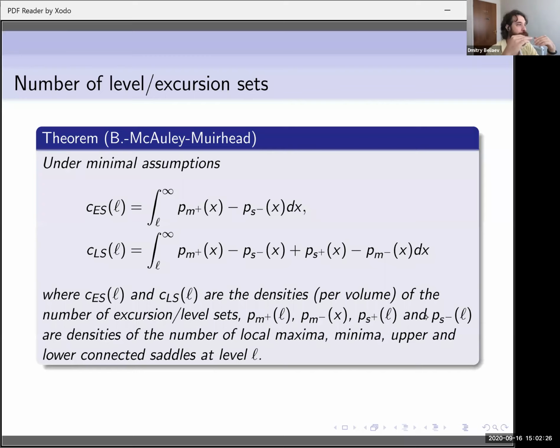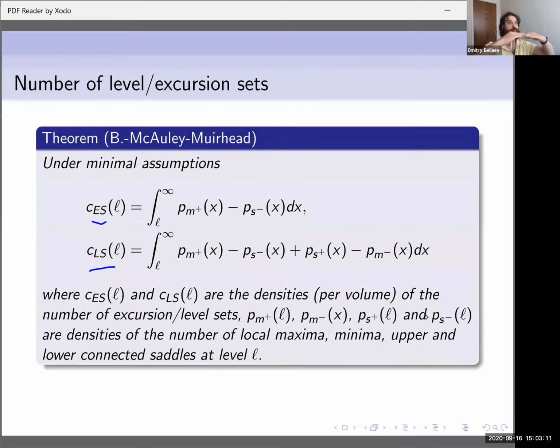There are these quantities that are sometimes called Nazarov-Sodin constants, but there are two of them. One counts how many excursion sets we have, so ES stands for excursion set, and the other counts how many level sets we have. This is the expected number of excursion or level sets per unit volume. And now we can describe them in terms of the densities of critical points.